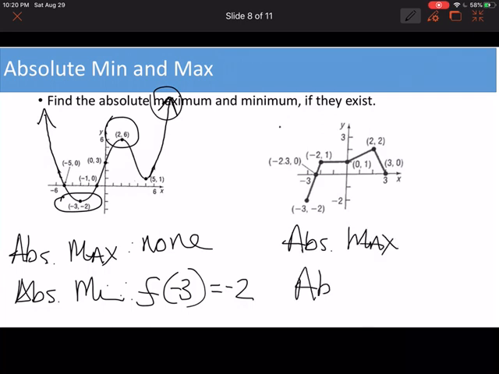Take a moment for that as I write this. All right, absolute max. What is the highest value? Okay, I'm going to say this is the highest. There's no arrows. Okay, 2. The lowest minimum is here.